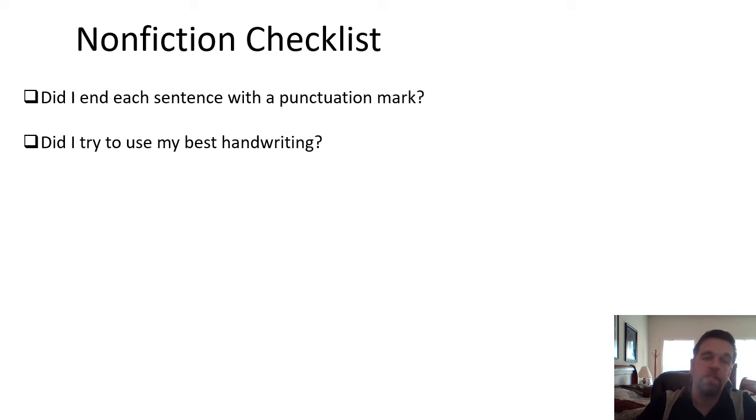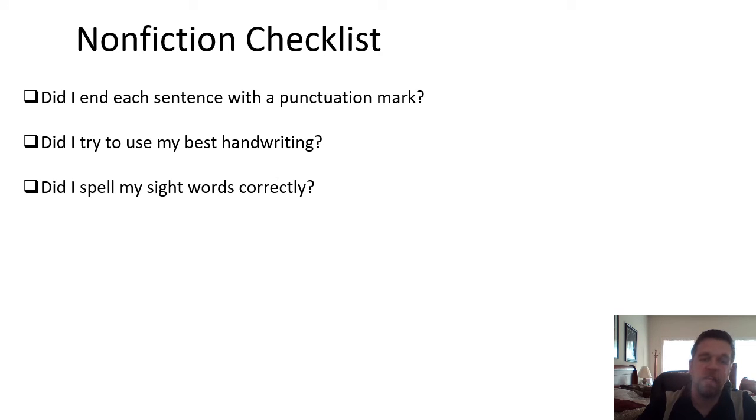Did I try to use my best handwriting? That's extremely important because we want our writing to be read. If the reader can't read your handwriting, then the reader's not going to read your text. And we want to be teaching them something. So make sure you're using your best handwriting.